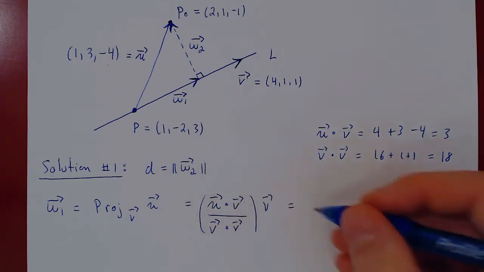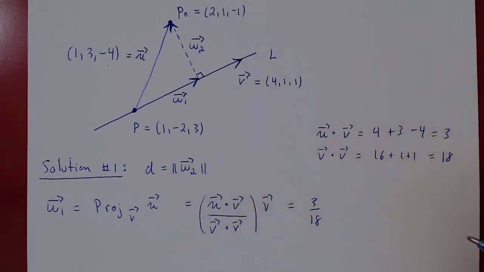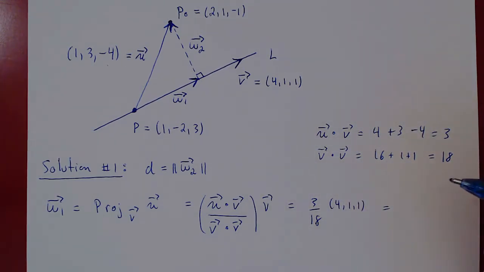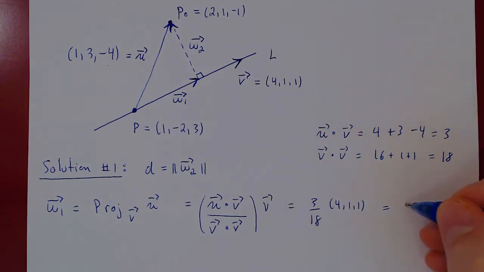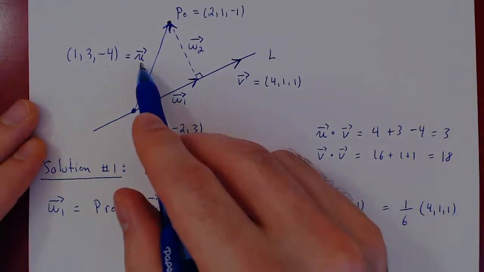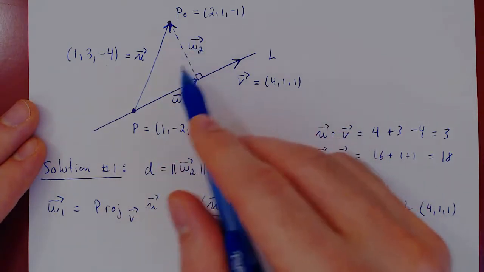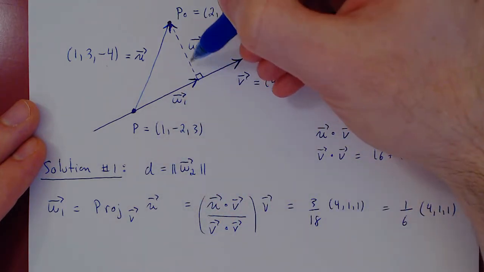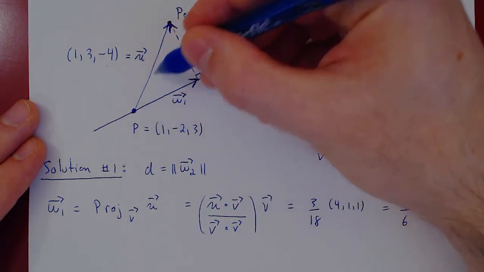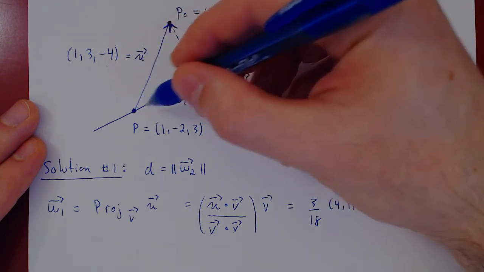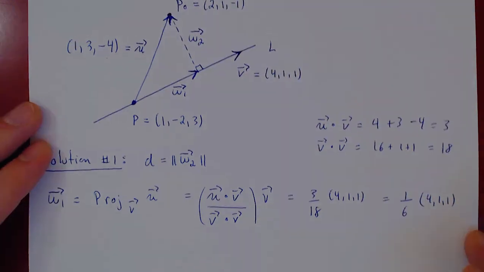So this is just 3 over 18, times the vector V, which is 4, 1, 1. We can simplify. 3 over 18 is just 1 over 6, so the vector W1 is 1 over 6 times 4, 1, 1. And now think of it. We have vector U, we have vector W1. How do we get W2? Well, quite simply, W1 plus W2 equals U. And so U is W1 plus W2, therefore U minus W1 is W2.